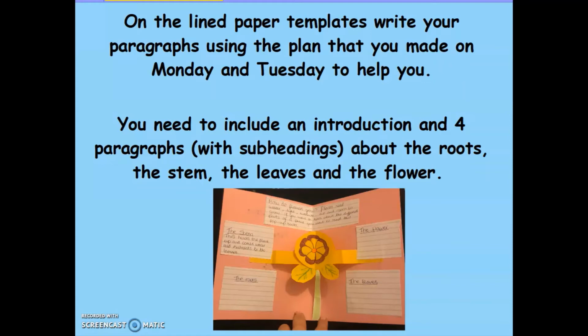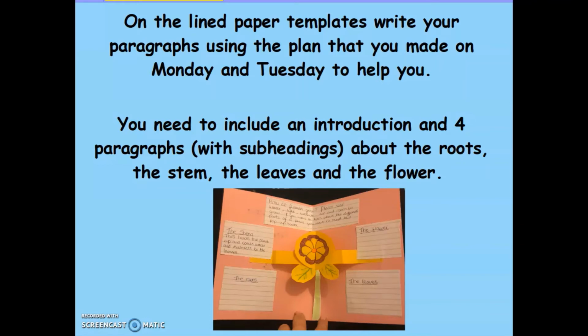Your pop-up book needs to include your introduction, which tells you what a plant is and what plants need to grow, and your 4 paragraphs with subheadings about the roots, the stem, the leaves and the flower. This is an information text, so it should have lots of technical language, all our word-aware words that we've been learning about, such as germinate, pollination, photosynthesis, and each section should tell you about the function of the plant part in lots of detail.